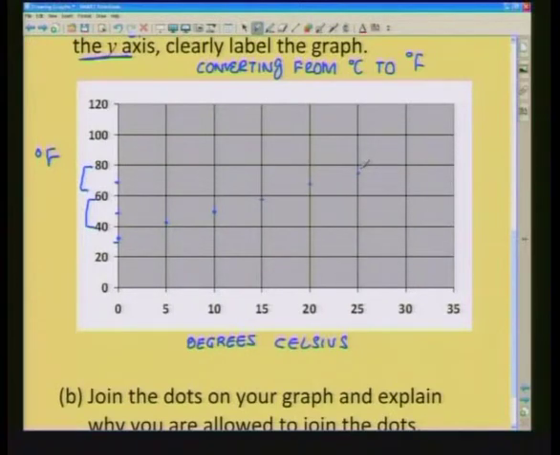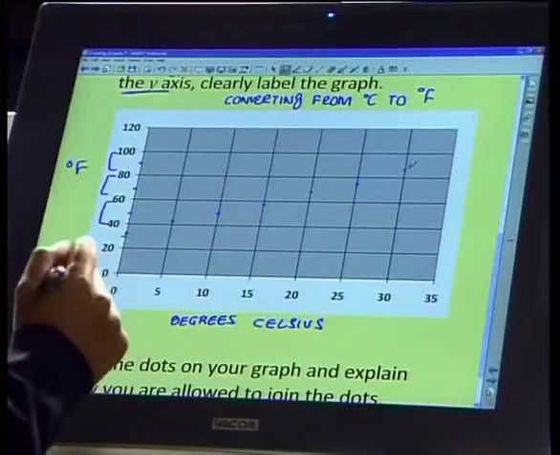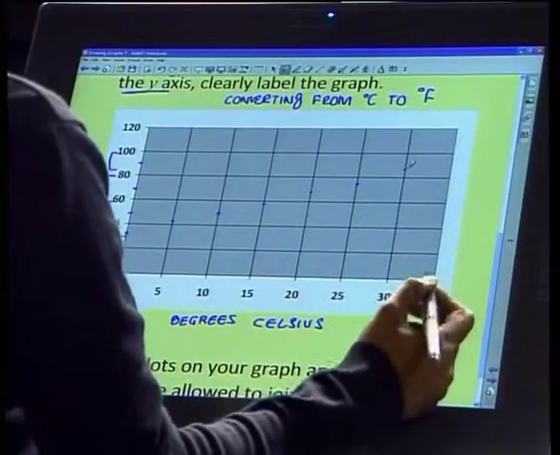At 30 degrees, we had to plot 86 Fahrenheit. So that's somewhere between 80 and 100. Using the same concept, between 80 and 100 would be 90 degrees. So we know it's definitely going to be below that, slightly below. So we've got 86, we go across. At 30, we're going to plot 86. And then finally, at 35 degrees, we have to plot 95, which is quite close to 100.